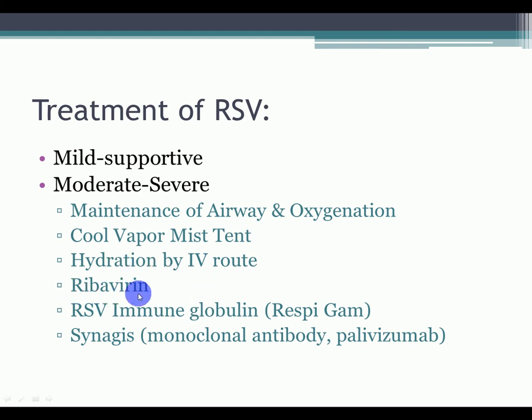Ribavirin is an antiviral agent that we're going to use to treat moderate to severe RSV infection. RSV immune globulin, Respigam, we'll talk about that. And Synagis, we'll talk about that as well.